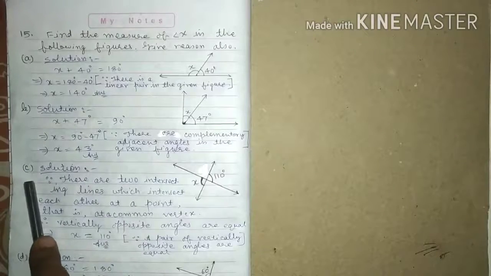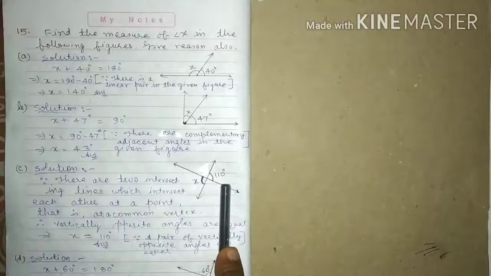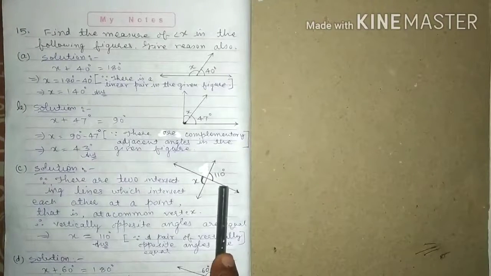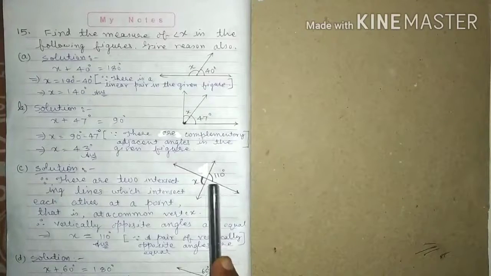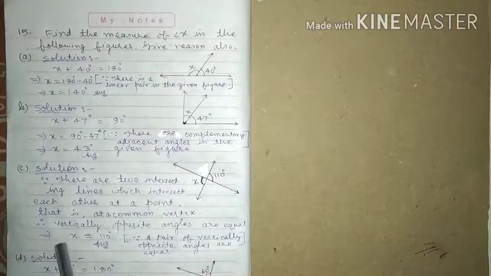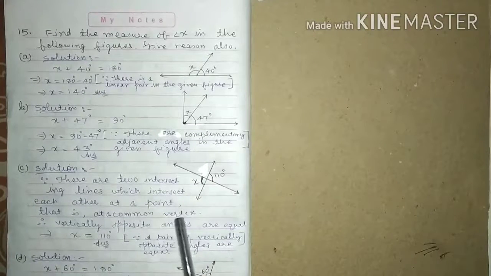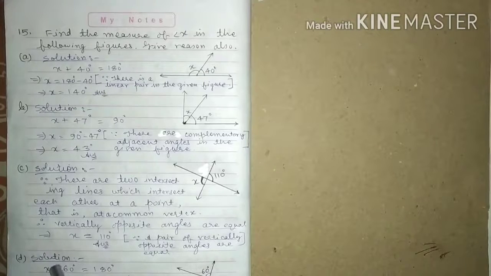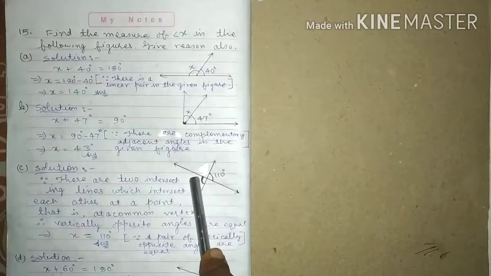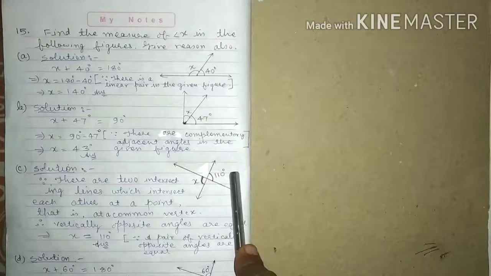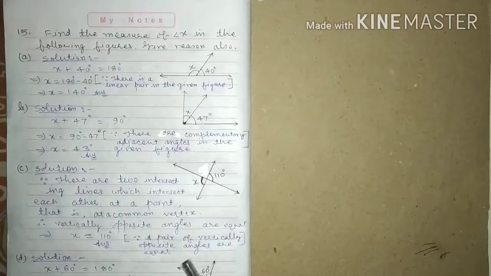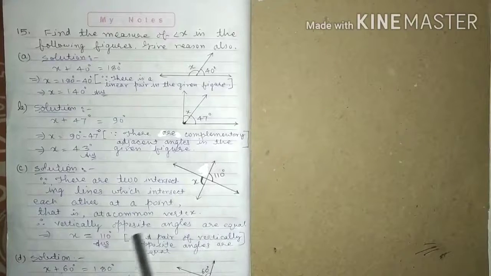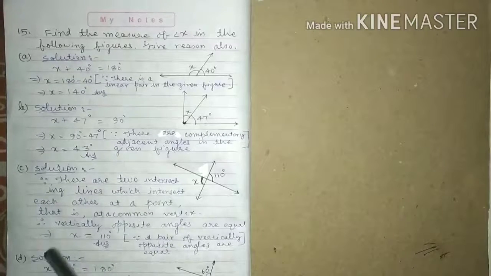Question number C. In this figure, there are two intersecting lines which intersect each other at a point, that is at a common vertex. Therefore, vertically opposite angles are equal. So, x equals 110 degree. Since a pair of vertically opposite angles are equal according to this property. This is the answer of question number C.